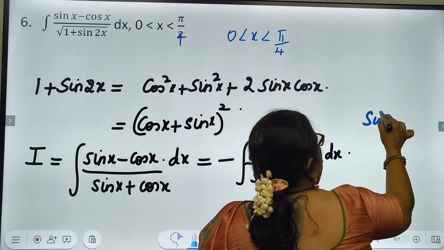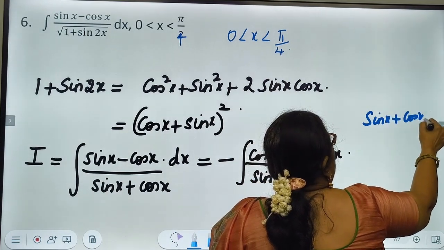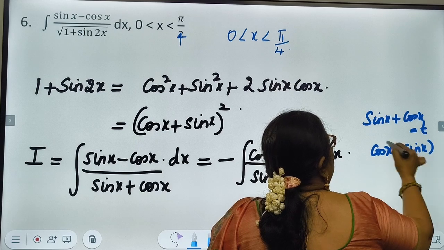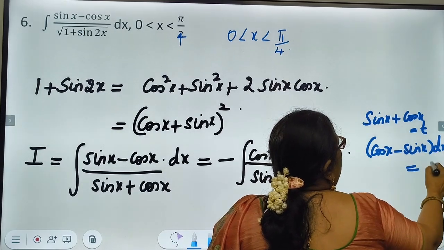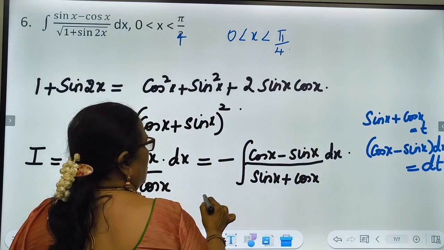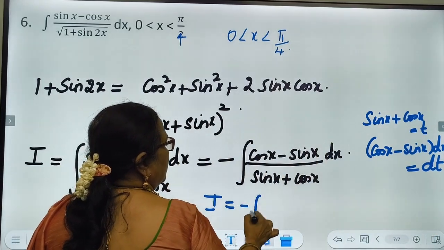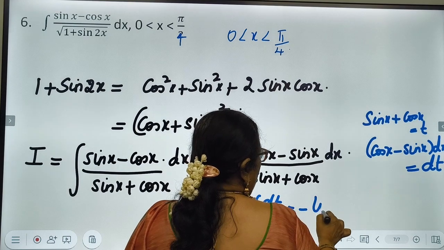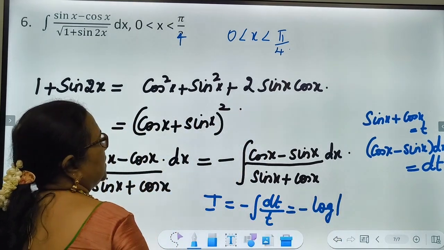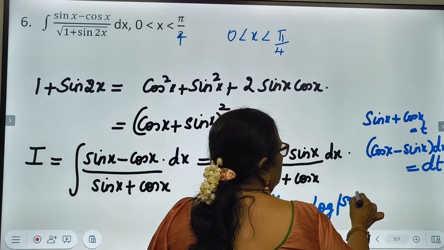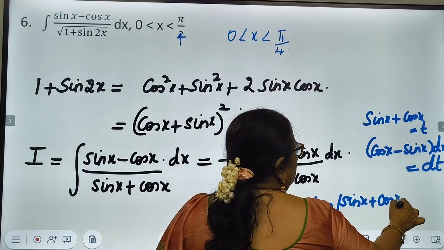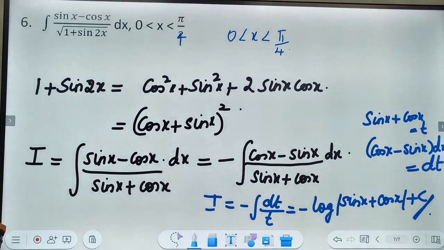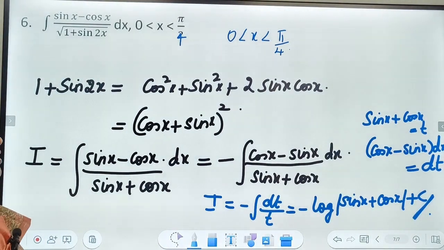Put sin x plus cos x as t. Then cos x minus sin x dx equal to dt. So I will be minus integral of dt by t, which is minus log mod of t, what is t? Sin x plus cos x plus c. Are you able to follow? Minus log mod sin x plus cos x plus c.